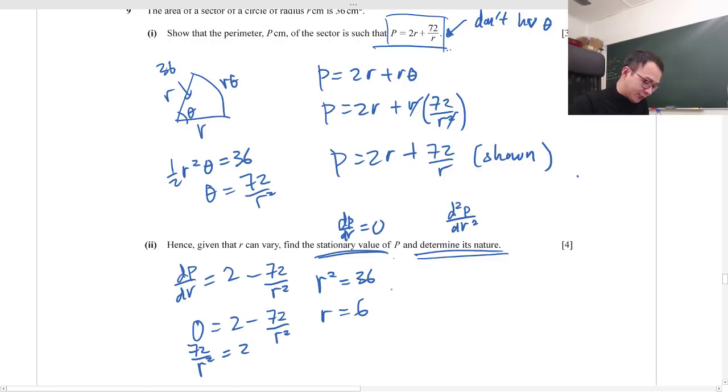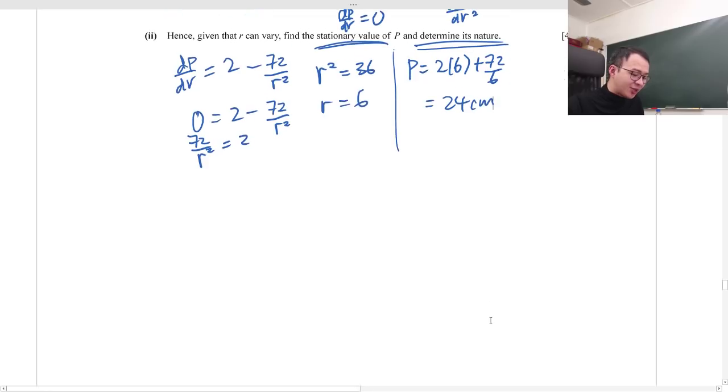But they ask about the stationary value, so you shouldn't stop at r, because they ask about the P value. So 2 times 6 plus 72 over 6. This one you can use the calculator. This should be 12 plus 12, which is 24. Yep, this one should be 24 cm.